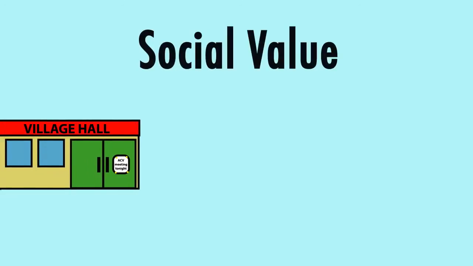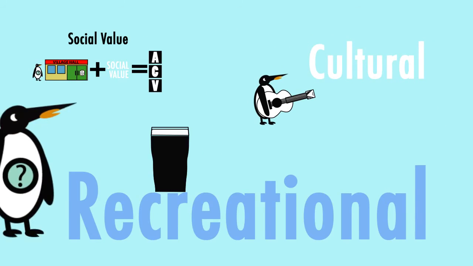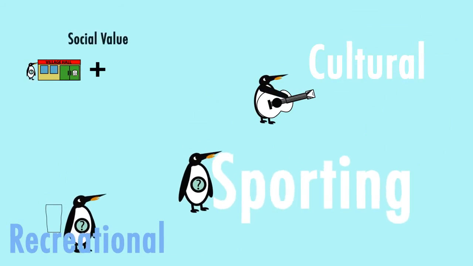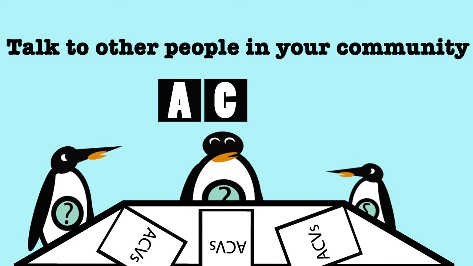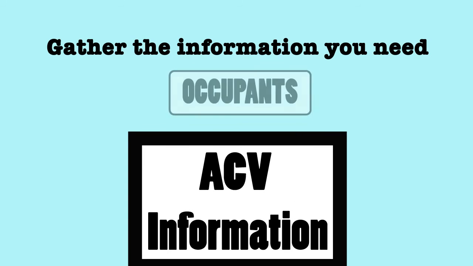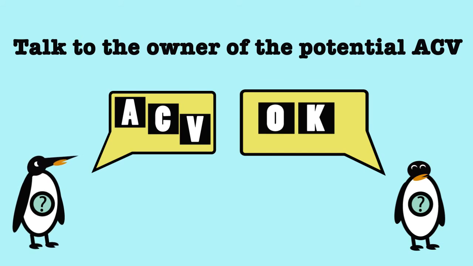So to recap, it's about social value. Does it further the cultural, recreational or sporting interests of the community? If so, here's what you need to do if you want to nominate buildings or land as an asset of community value. Firstly, speak to others in your community. The parish council is normally a good place to start. Gather the information you need about the building or land. And it's usually a good idea to speak to the present owner. Complete the form and send it in.